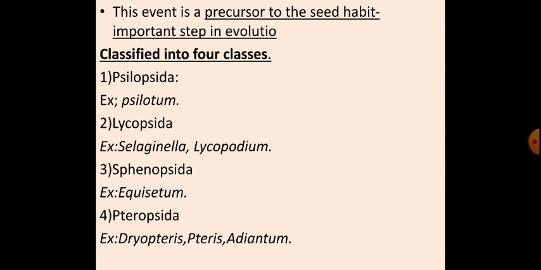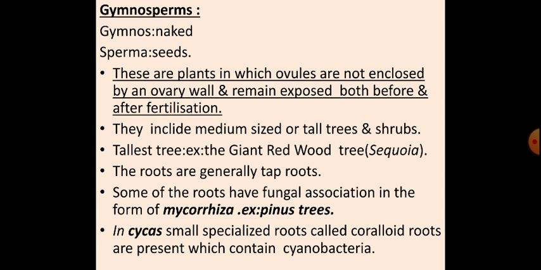So, pteridophytes are classified into 4 classes. Coelopsida, example is Coleotum. Lycopsida, example is Selaginella or Lycopodium. Sphenopsida, example is Equisetum, and Pteropsida, example is Dryopteris, Pteris and Adiantum. These are the 4 classes of pteridophytes and their examples. This is about pteridophytes. After pteridophytes, the next plant body that came into existence is gymnosperms.